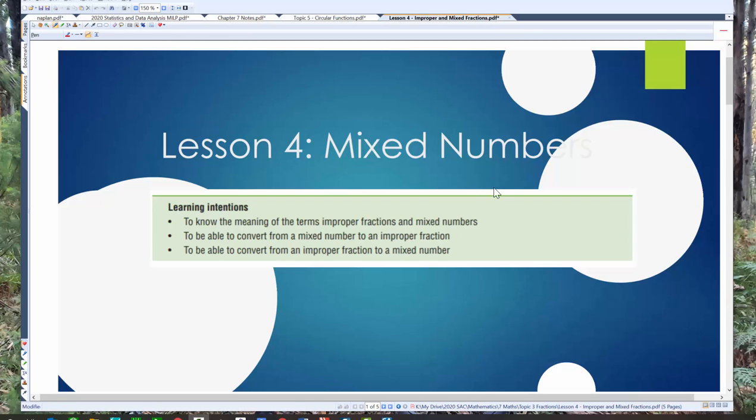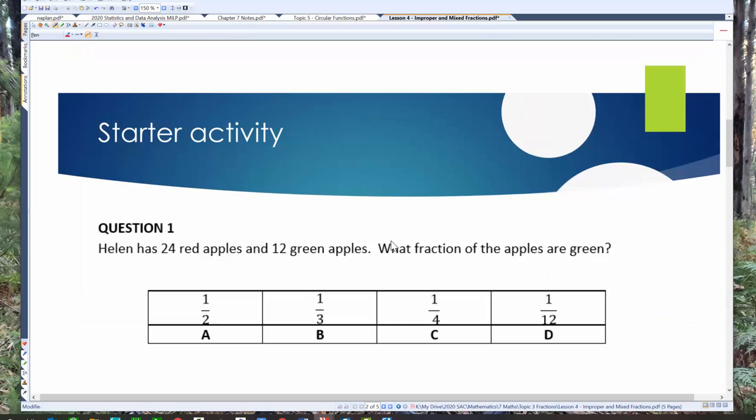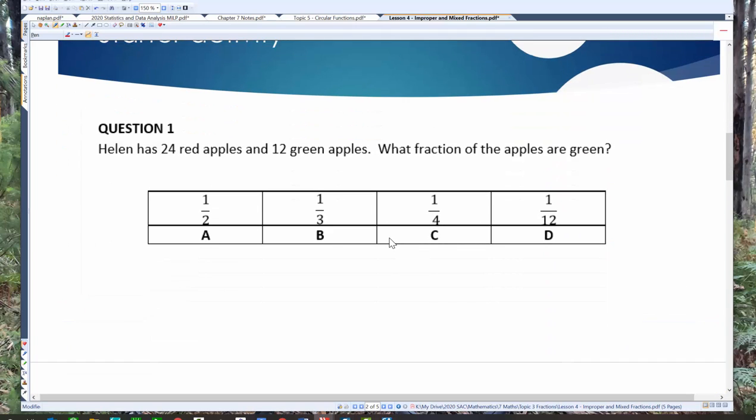This lesson is going to focus on the meaning, or revisit, in fact, the meaning of improper fractions and mixed numbers. And what we're going to be able to do by the end of the lesson, hopefully, is convert mixed numbers to improper fractions and vice versa, convert improper fractions to mixed numbers. Here's a bit of a starter activity.